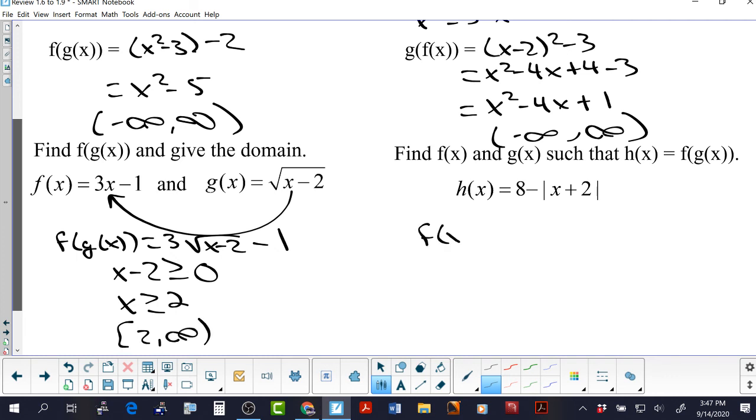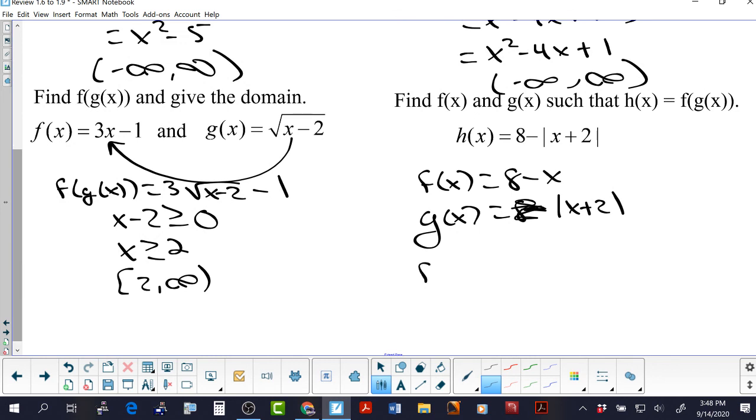Let's make f of x equal to 8 minus absolute value of x plus 2. You could probably do another one here. You don't have to have both of these. So 8 minus absolute value of x and g of x would be x plus 2. So that's another option.